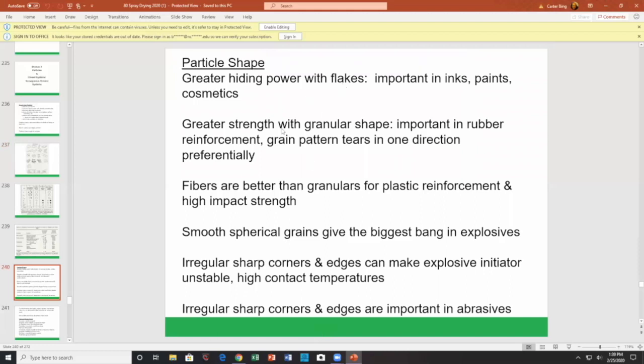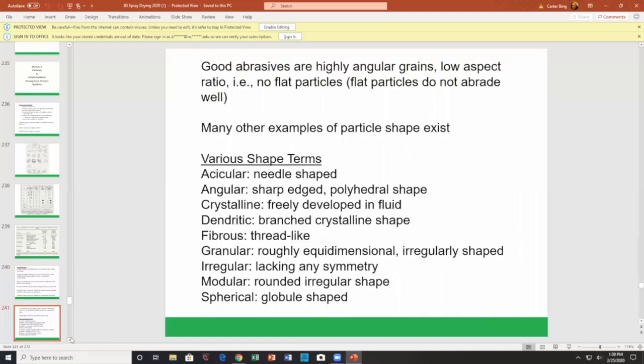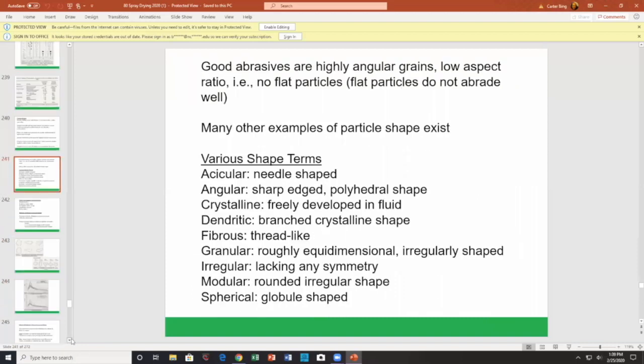Greater hiding power, greater strength, greater impact strength, smoother, irregular shaped, irregular sharp edges. You don't want sharp edges for an explosion initiator, and you want abrasive edges. So these are just some comments about solids.